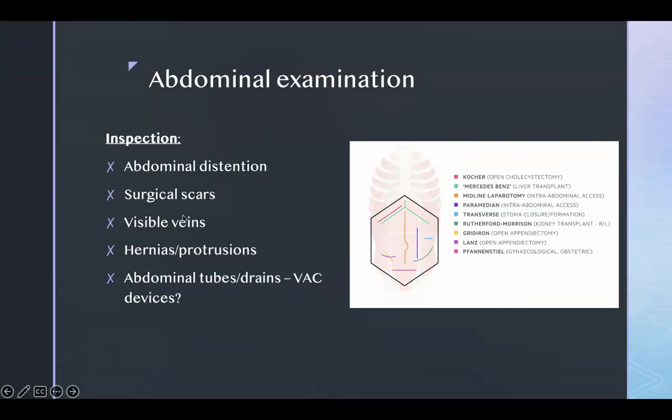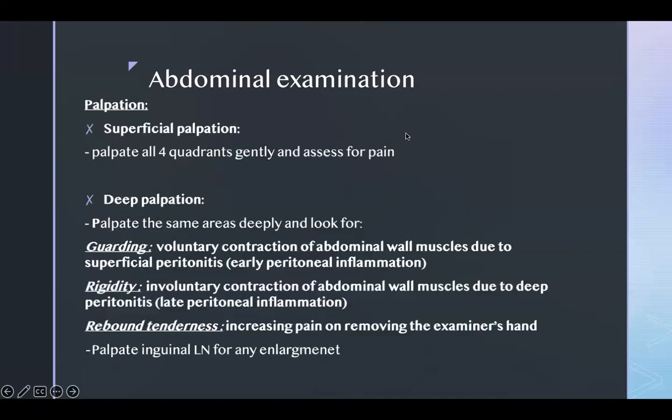Then you would obviously look for visible veins, any veins you can see, as we said, in cirrhosis, and any hernias or protrusions. You might have some umbilical abnormalities as well, and you have to comment on any abdominal tubes or drains that you can see. Sometimes, for example, when there's a large midline laparotomy, you can get a vac dressing. The vacuum assisted closure device may be attached, so you have to comment on that in your inspection.